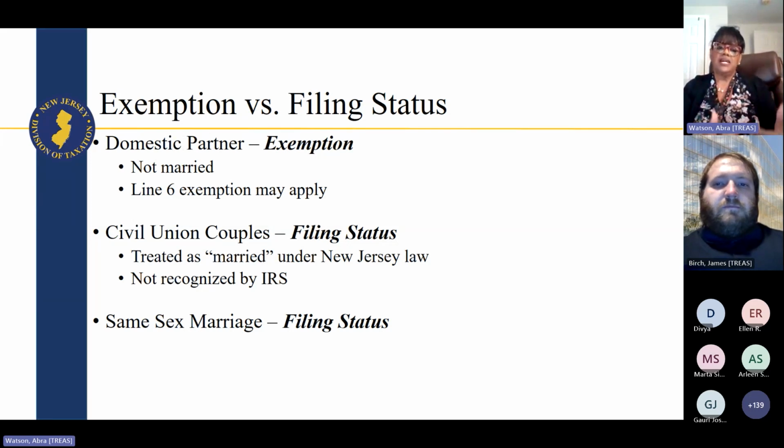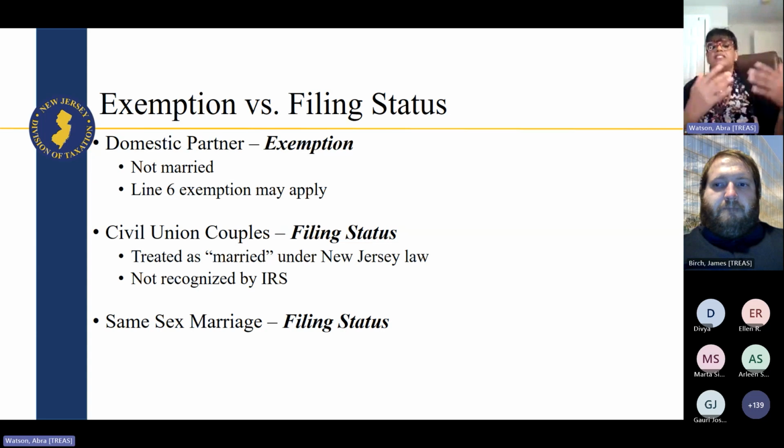So a civil union couple must choose one of the married filing statuses in New Jersey, whether it be married filing joint or married filing separately, unless they meet the qualifications to file as head of household, such as being separated the last 6 months of the year and having a dependent that they are taking care of those last 6 months of the year. Other than that, they're going to be married filing joint or married filing separately.